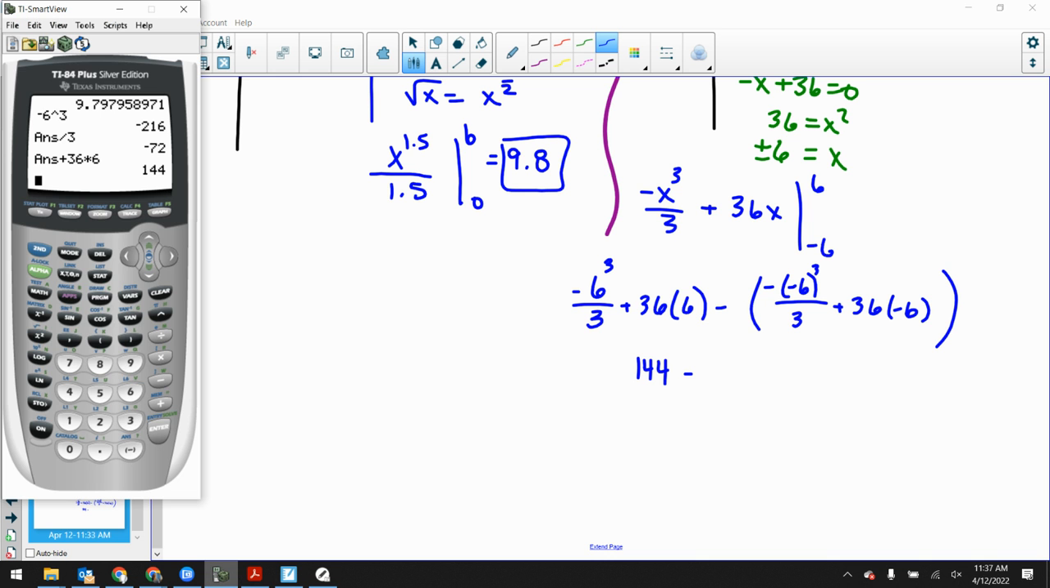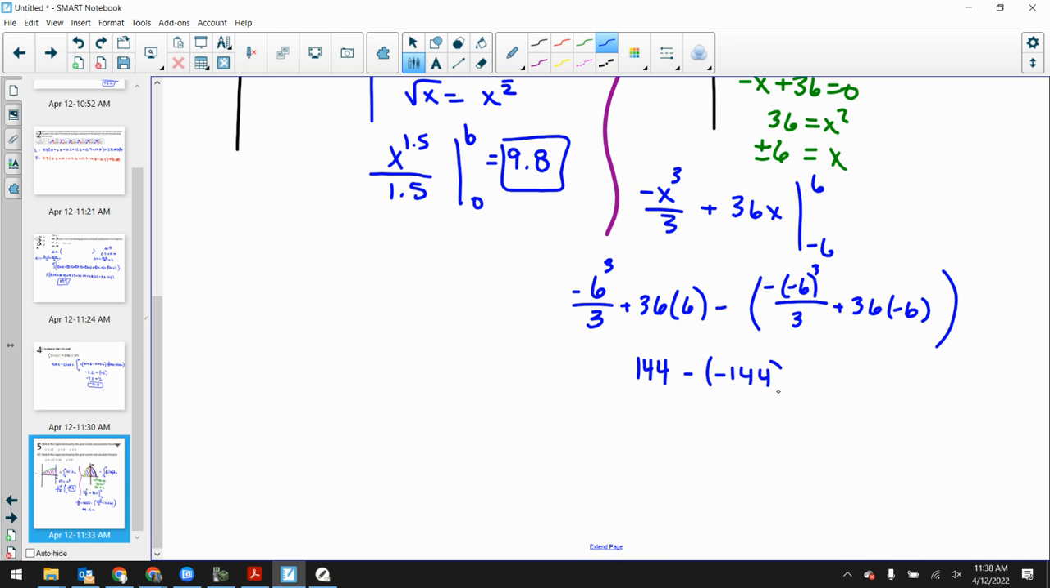But let's check and make sure. And then on the top, so we have negative 6 to the third, much better, divided by 3 plus 36 times negative 6. Negative 144, which makes sense. See, this is where a lot of people get thrown off. They say, oh, that's going to cancel. It's going to be 0. No. It's going to double, not be 0, because that's a big plus. So 288 to the positive.